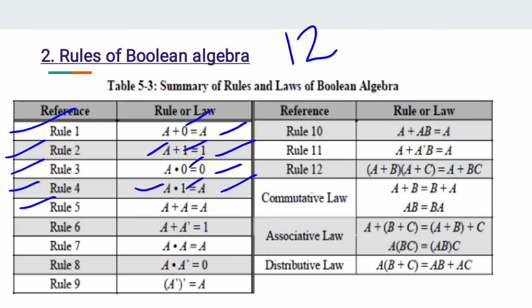Next, rule 5, when we add two same variables, we will get the same variable. Rule 6, when we add a variable and a complement of that variable, we will get a 1. Rule number 7, when we multiply the same variable, we will get the same variable as an output. So when we multiply a variable and a complement of the same variable, we will get a 0. Rule number 9, when we complement 2 times the variable, we will get the variable. So next is rule number 10.